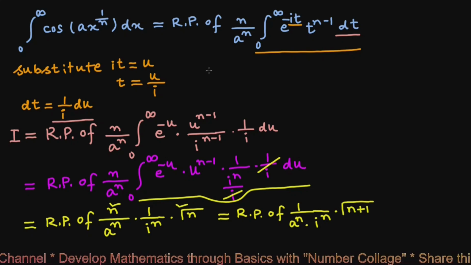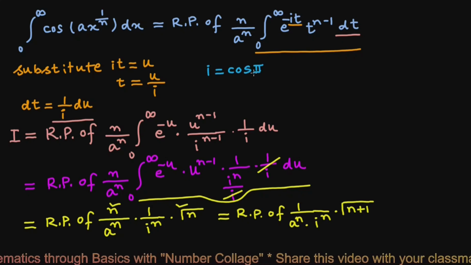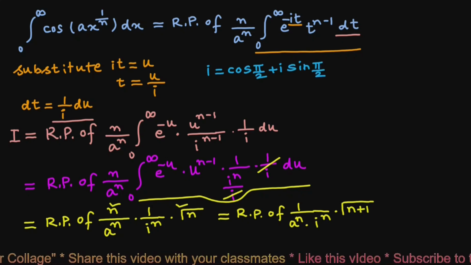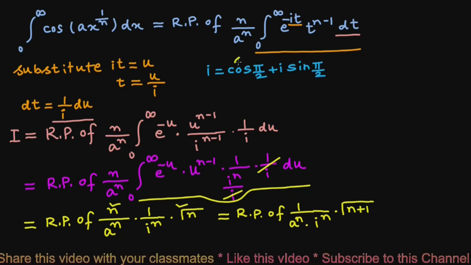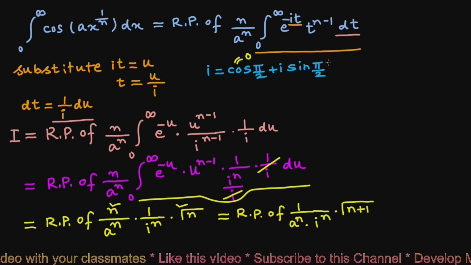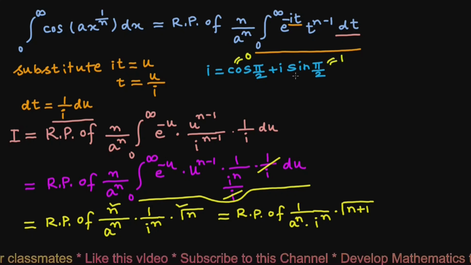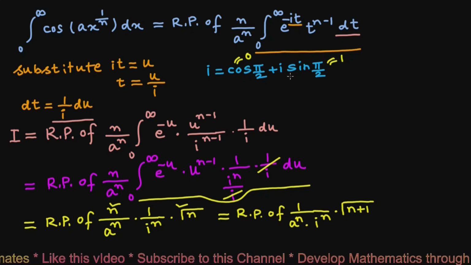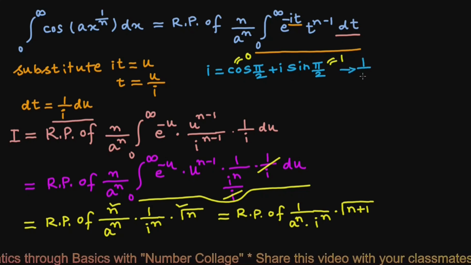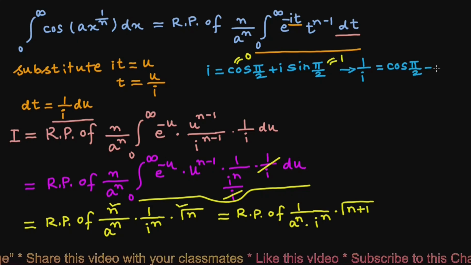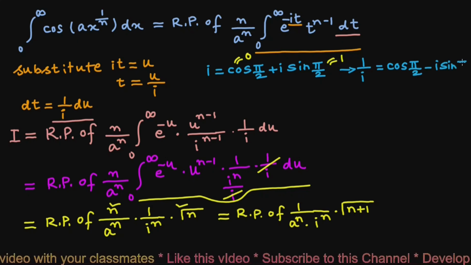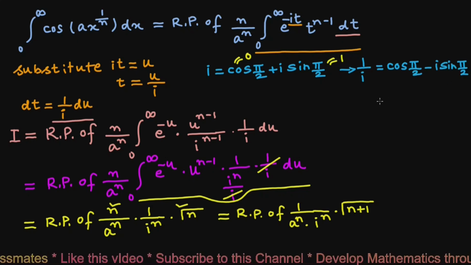Now we have i equals cos pi by 2 plus i sin pi by 2, because as we know cos pi by 2 is 0 and sin pi by 2 is 1. So this works out to be i itself. Therefore 1 upon i will be cos pi by 2 minus i sin pi by 2, which is the polar form of 1 upon i.